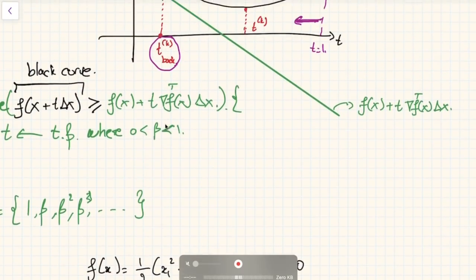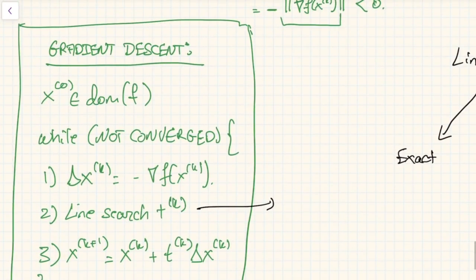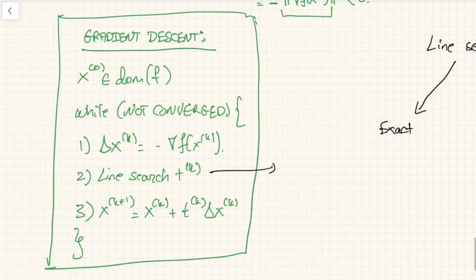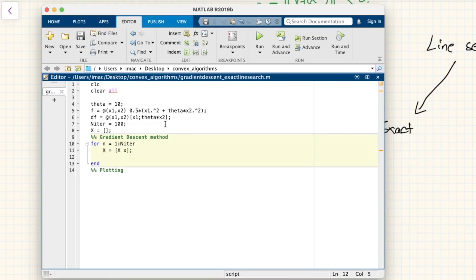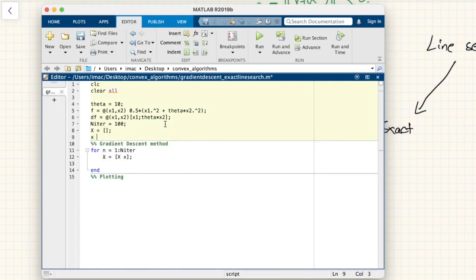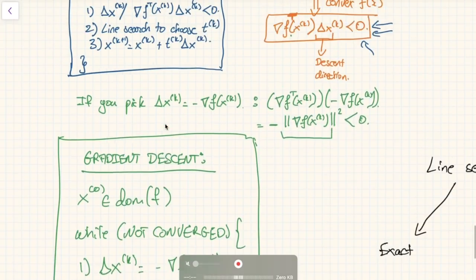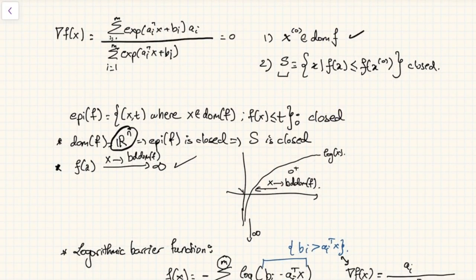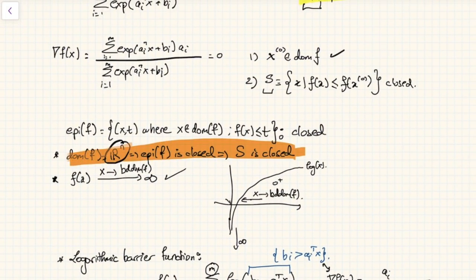If we go back here and take a look at gradient descent, the first step is to choose x0 in the domain of f. Well, my domain is all of Rn, so I can choose any x I want. There's no limitation on that. And since I'm working in all of Rn, according to this, our sublevel set at x0 is closed. Since my domain is all Rn, that's pretty cool.